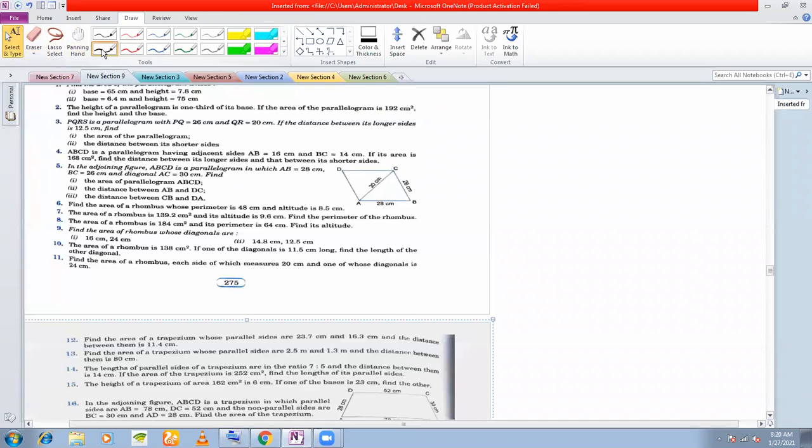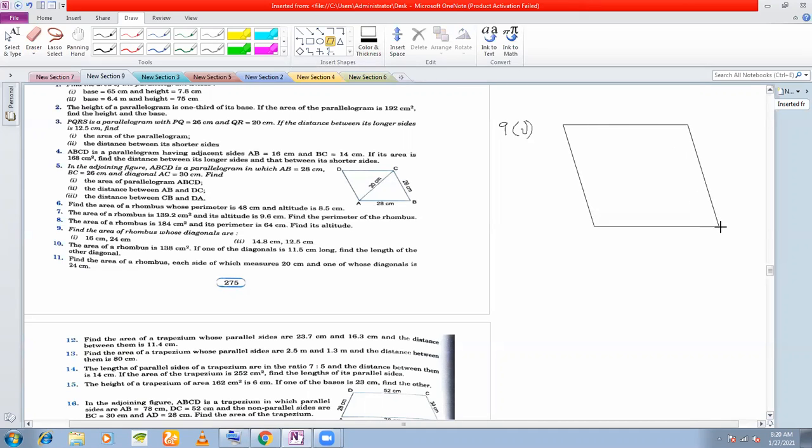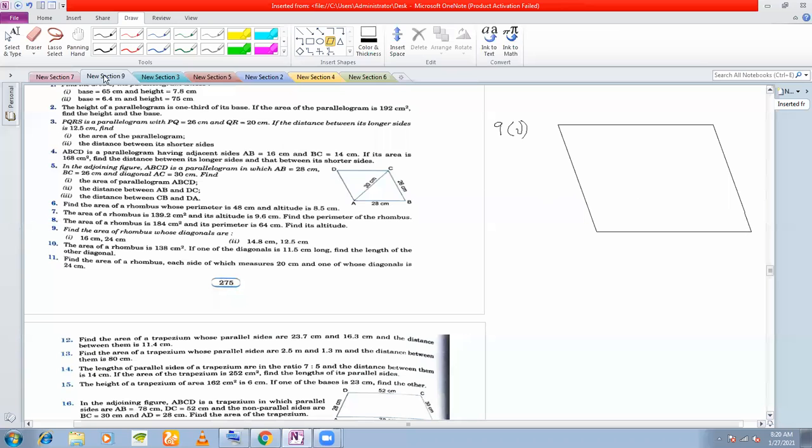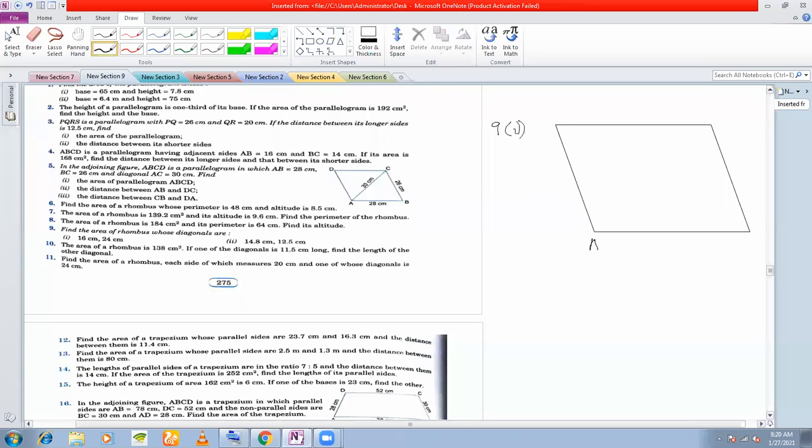Number 9.1. If you see this problem, it states: find the area of a rhombus whose diagonals are 16 centimeters and 24 centimeters. Let's draw a rhombus. Say this is our rhombus ABCD. The diagonals are AC here and BD here.